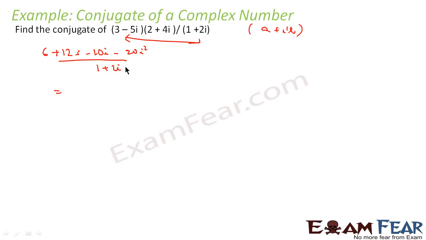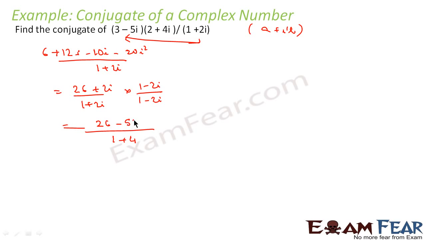So 20i square is minus, it becomes plus, so you get 26 plus 2i by 1 plus 2i. Now we'll rationalize this. We'll divide and multiply by 1 minus 2i. The denominator is a square plus b square, 1 square plus 2 square, which is equal to 5. And in the numerator, 26 into 1 is 26, minus 52i, 26 into 2i, plus 2i into 1, 2i, minus 4i square. So here you get 30 minus 50i by 5, and this is nothing but 6 minus 10i.